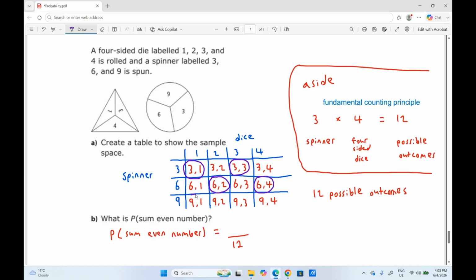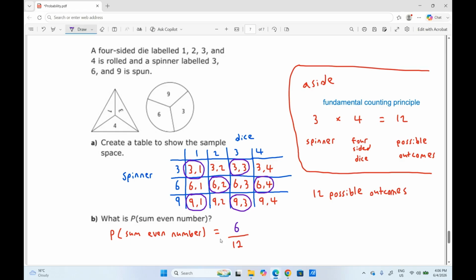9 plus 1, that's 10. That's an even number. 9 plus 2 is 11. That's not even. 9 plus 3 is 12. That's another even number. Now let's check for 9 plus 4. That's 13. That's not even. But now, these numbers are the ones that sum up together, meaning they add together to get an even number. Let's count how many there are. 1, 2, 3, 4, 5, 6. So because there are 6 of them, I'm going to write 6 as how many numbers that add up together and become even numbers for my top number.